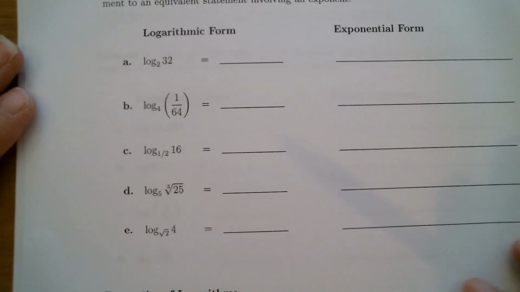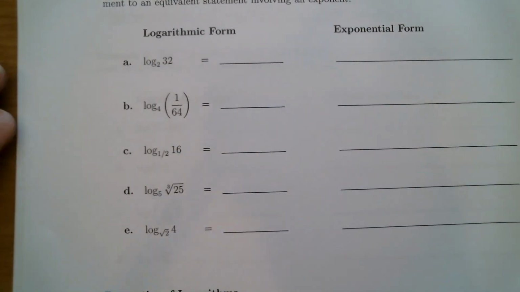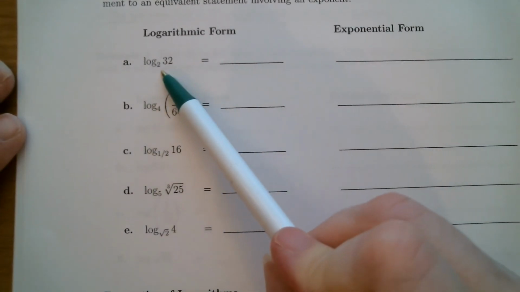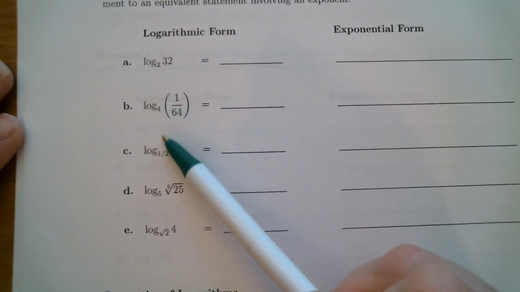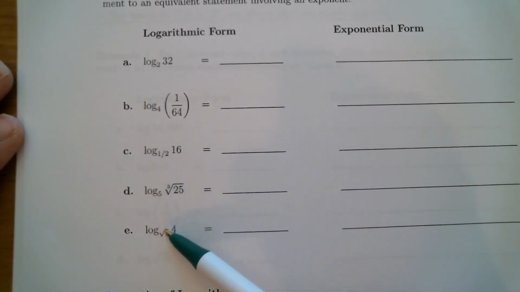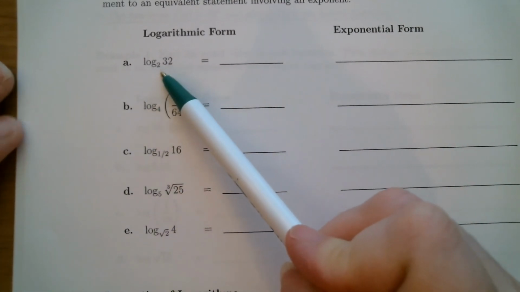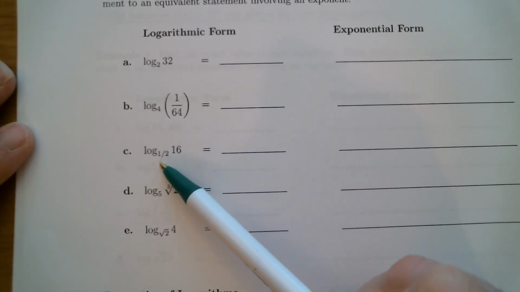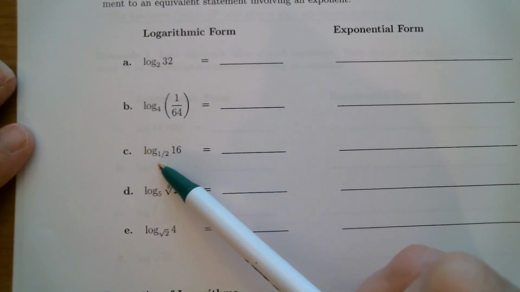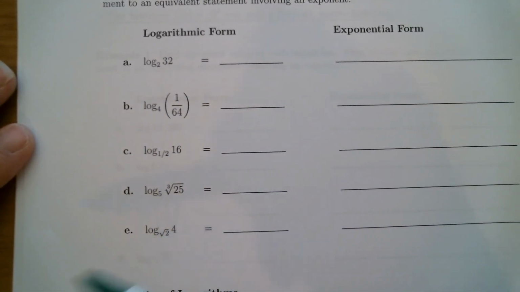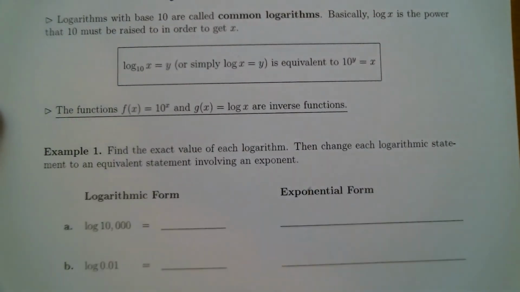Let's look at some of the logarithms on here. If you notice, all of these on page 2 have this teeny tiny number associated with them. This one's got 2, this one's got 4, this one's got 1/2, 5, and then the square root of 2. This teeny tiny little number is called the base of the logarithm. So this is a base 2, this is a base 4, this is a base 1/2, base 5, base square root of 2.